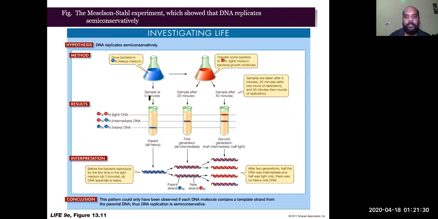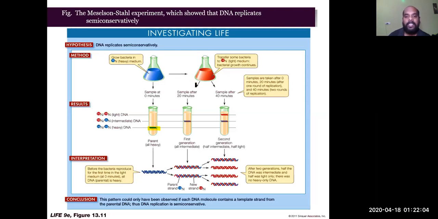And after centrifugation, they got one band, the heavy band, which has N15 in both strands. Anybody can easily see it here. And now for the first generation, they changed the media. Since they changed the media, the E. coli cells are now growing on media having the N14 isotope of nitrogen.